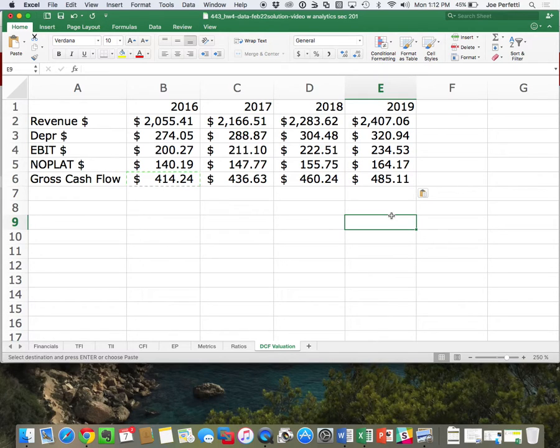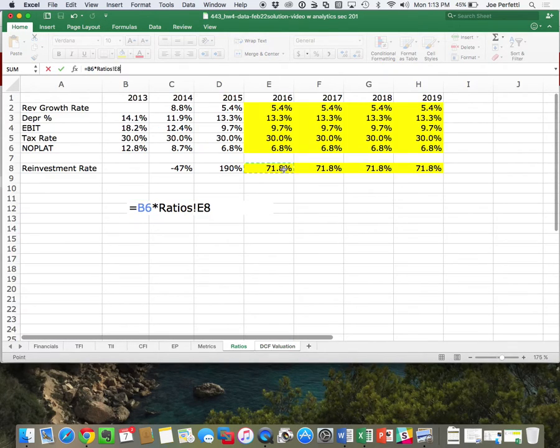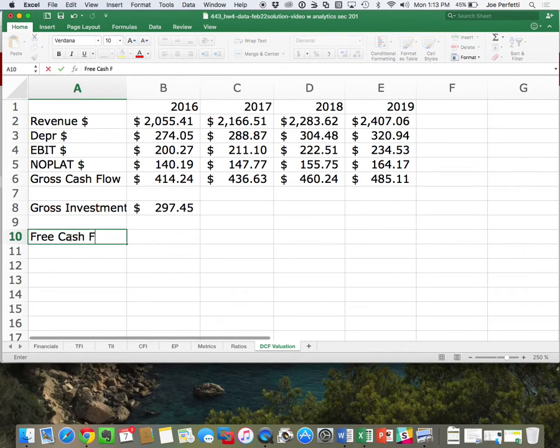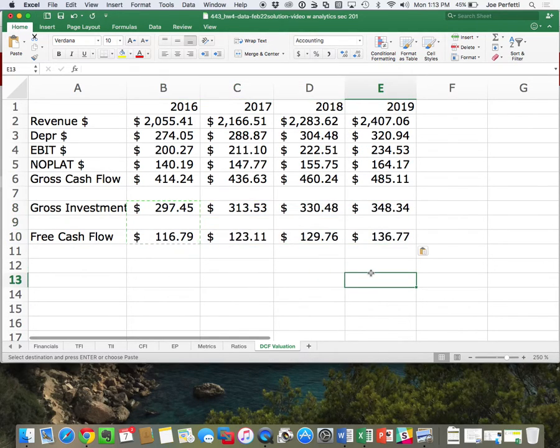All right. Finally, to get the free cash flow, I need to know what my gross investment is. So here's the point of the 414.24. If I reinvest 71.8%, I would reinvest 297.45, which would get me free cash flow of 414 minus the 297, which gives me 116.79 in free cash flow.